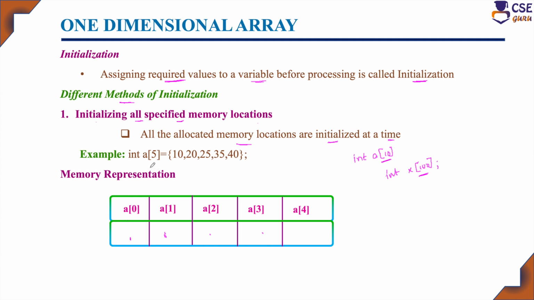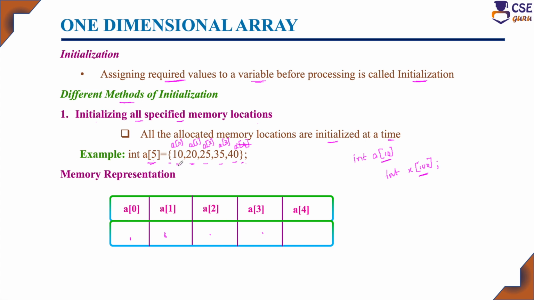For example, here A of 5 equal to 10, 20, that is within this curly bracket, you have to specify the elements separated by comma. So 10, 20, 25, 35, 40 and it should end with a semicolon. So if you are considering here in this sense, this is nothing but A of 0. Next element is A of 1. One each sequentially it will take the values. So this is A of 2. This is A of 3. And this one is A of 4.